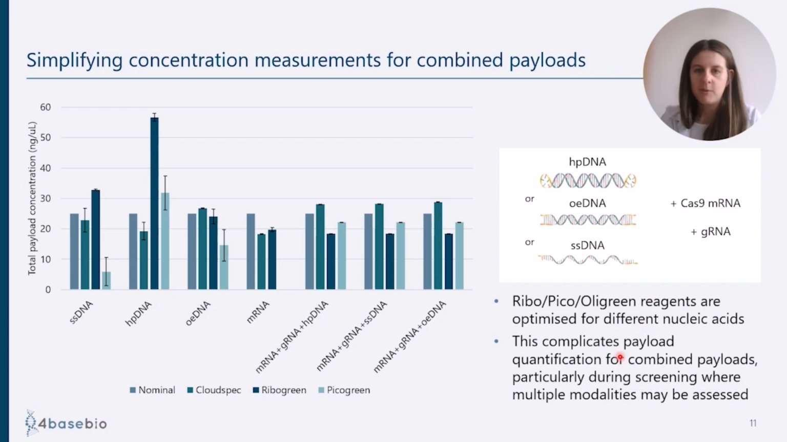And that really complicates it when you're screening multiple different combinations or different formulations in parallel, and you start getting into questions about which one of those assays is optimal, and also thinking about different standard curves for your combined payloads. With the CloudSpec, you don't need to do that at all. You can get a combined concentration reading, which you can see here for our combined payloads. It's very similar to what we expect the nominal total concentration to be. They all absorb at the same wavelength, so you can get a combined result very easily compared to those typical RiboGreen assays.